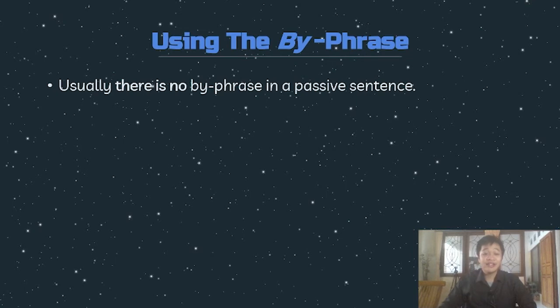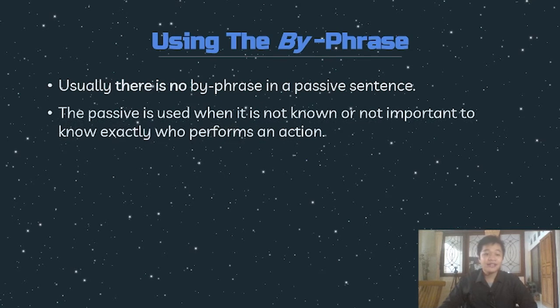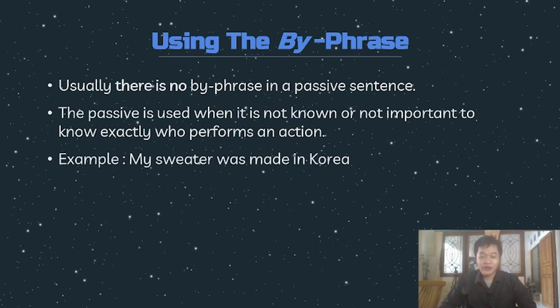Usually there is no by phrase in a passive sentence. Why? Because the passive is used when it is not known or it is not important to know exactly who performs an action. For example, my sweater was made in Korea. The person or the people who made the sweater is unknown and it is not important to know. So we don't use the by phrase here.